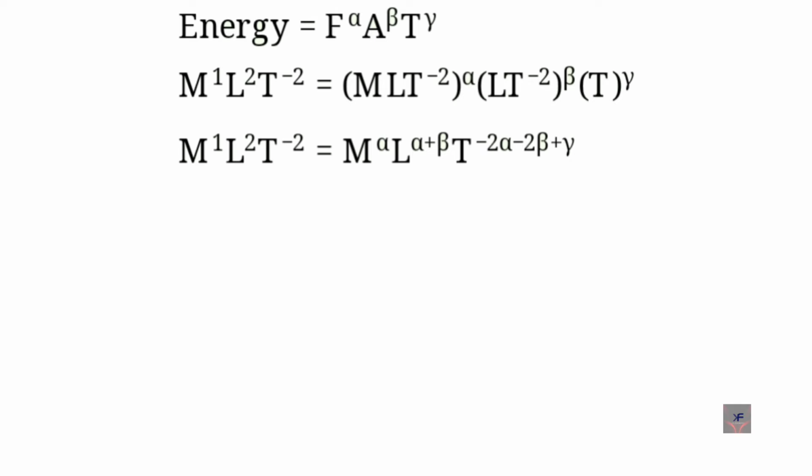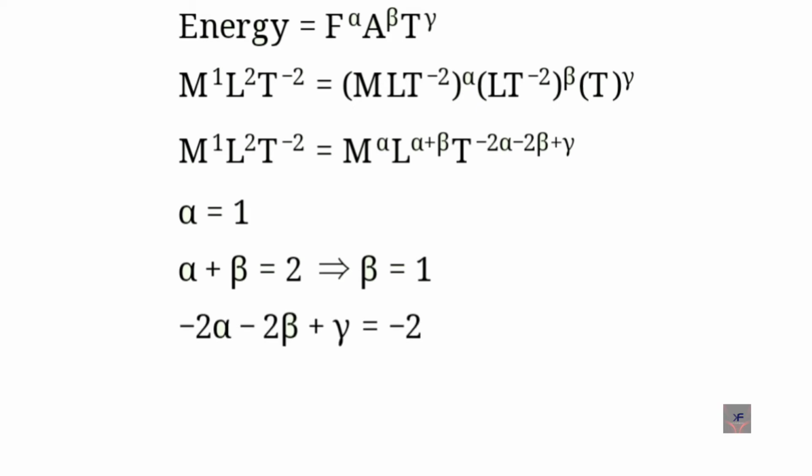Therefore, M to the power 1, L to the power 2, T to the power minus 2, equals M to the power alpha into L to the power alpha plus beta into T to the power minus 2 alpha minus 2 beta plus gamma. The value for alpha equals 1. Substitute the value of alpha in alpha plus beta equals 2. So beta equals 1.